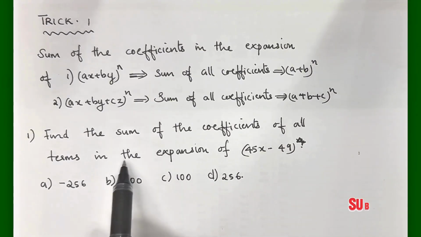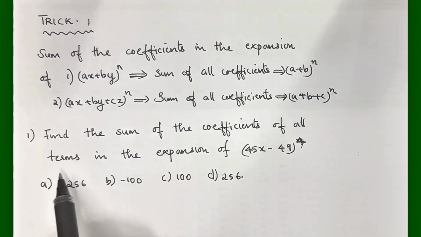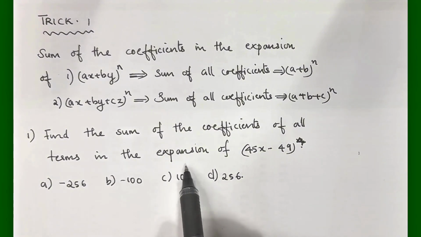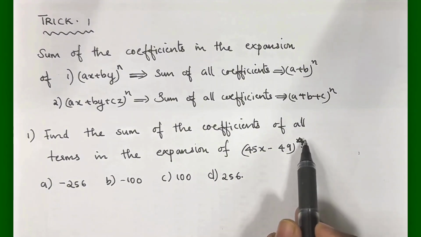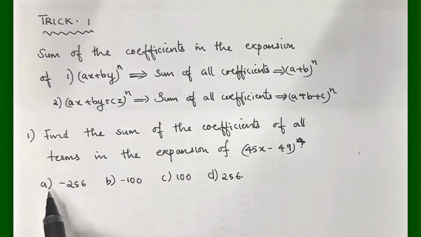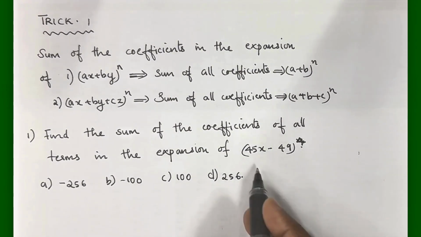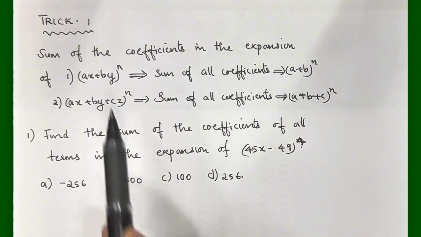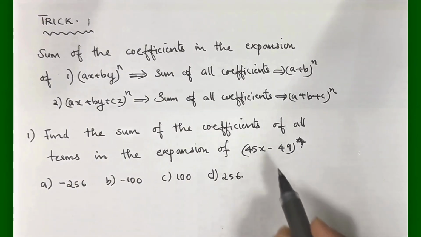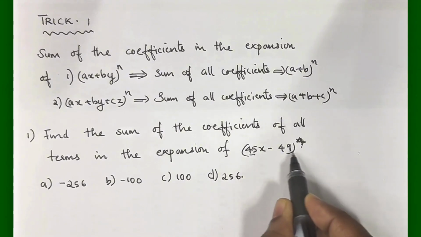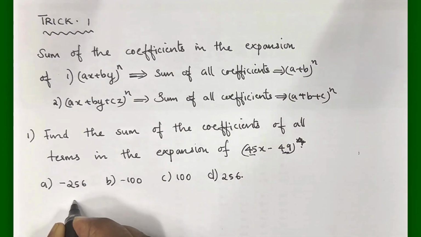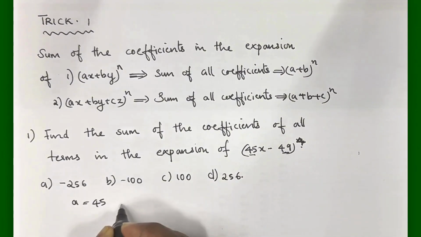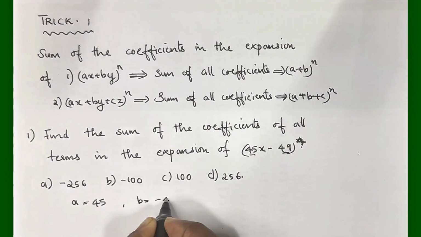For example, find the sum of all the coefficients of all the terms in the expansion of (45x - 49)^4. These are the options given, four options. From the given expression (45x - 49), we can calculate a and b. Here this will be our a and this will be our b. That is, a is equal to 45 and b is equal to -49.